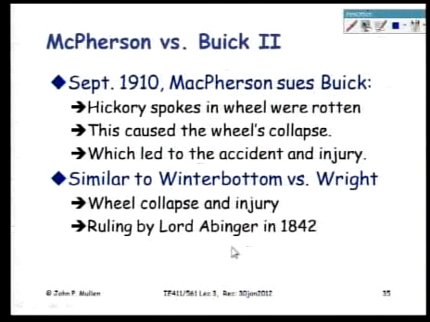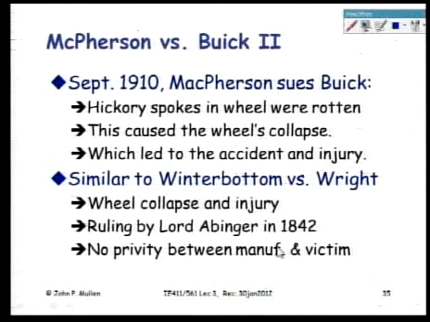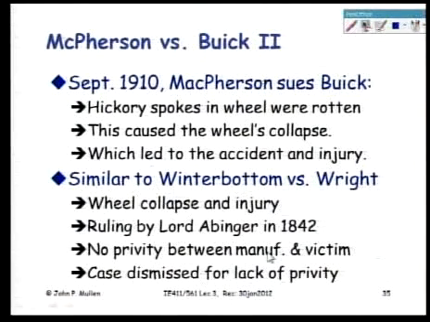There was a ruling by Lord Abinger in 1842, and his ruling was no privity between the manufacturer and the victim, and so the case was dismissed for lack of privity. And what did that ruling do? Common law. It became part of common law. Even though this case was not settled in the U.S., common law is common law. So that was the principle that was in effect at that time.